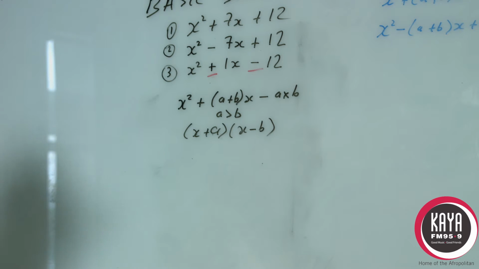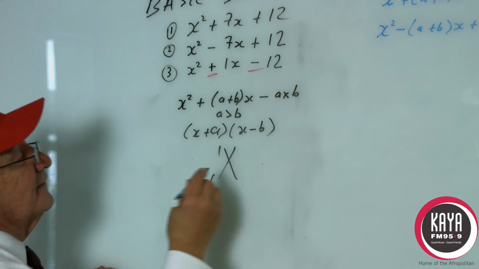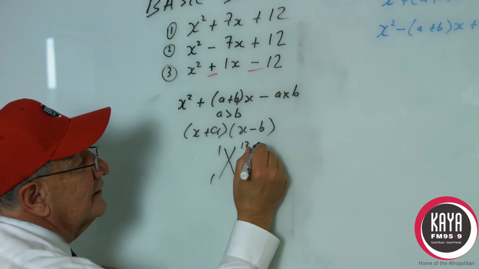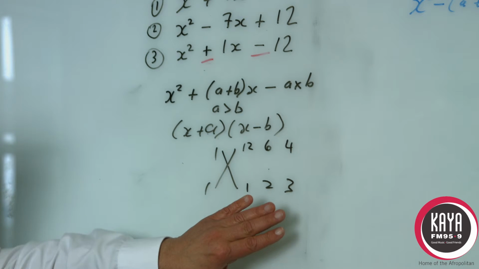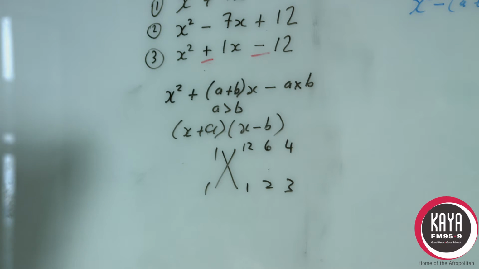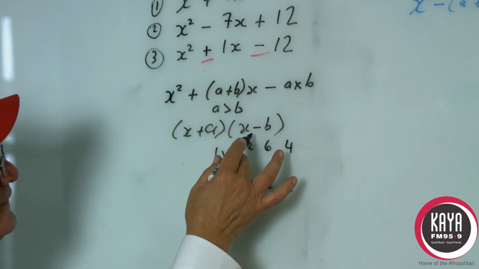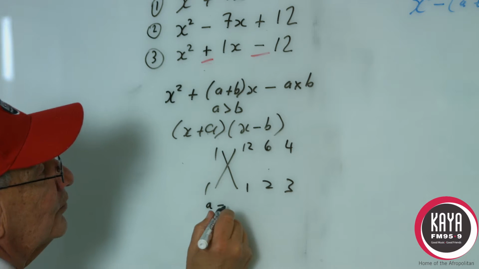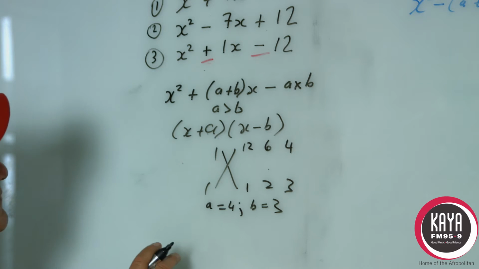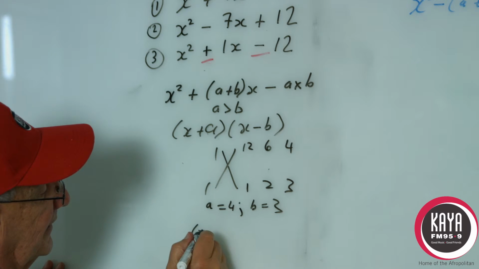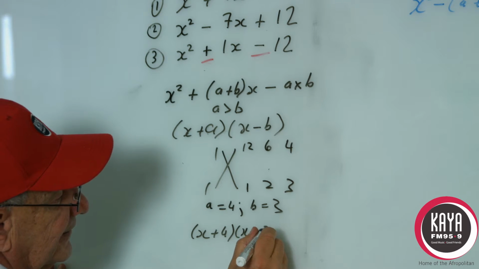Now we go and do our cross-check, which is 1 times 1. To find the factors, as you've seen them before: 12 and 1, 6 and 2, and 4 and 3. So we need a positive 4 and a negative 3. Therefore, a will be 4 and b will be 3.